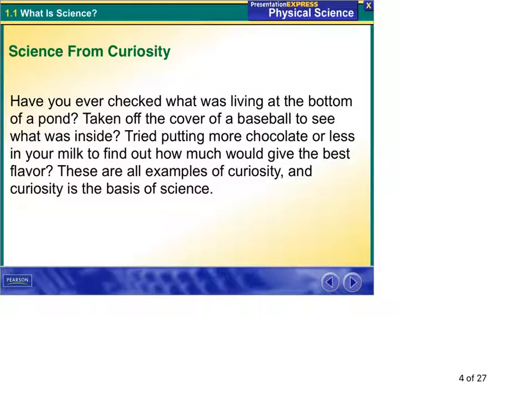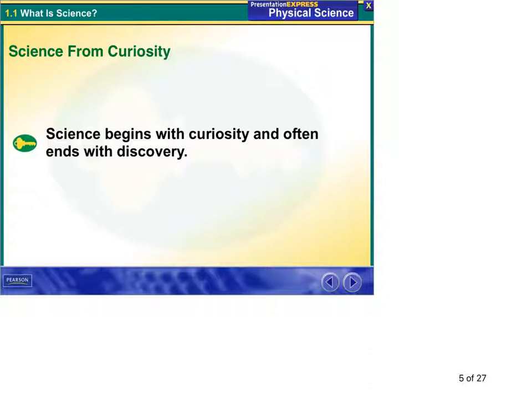Have you ever checked the bottom of a living pond, taken off the cover of a baseball, or tried to put more or less chocolate in your milk to find out which would give the best flavor? All examples of curiosity. Curiosity is the basis of science. So, science begins with curiosity and hopefully will end with discovery.